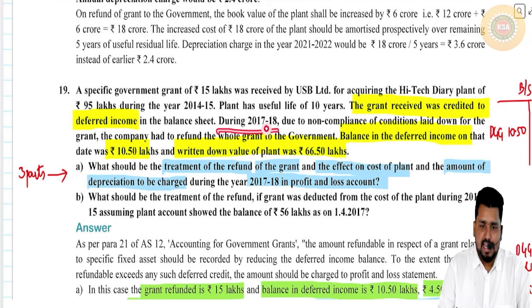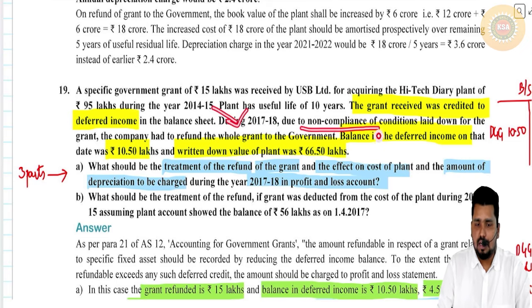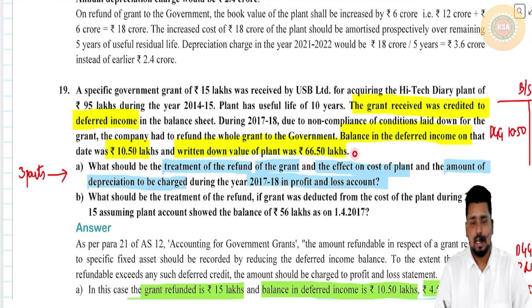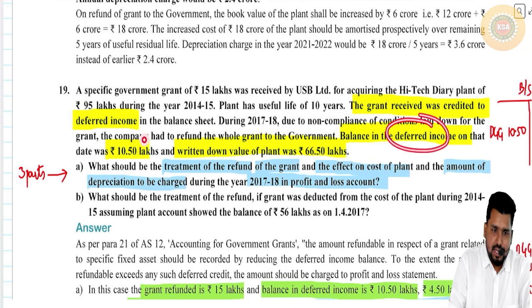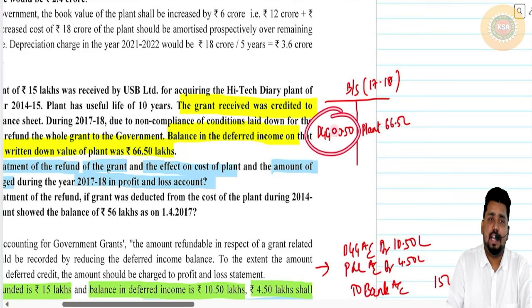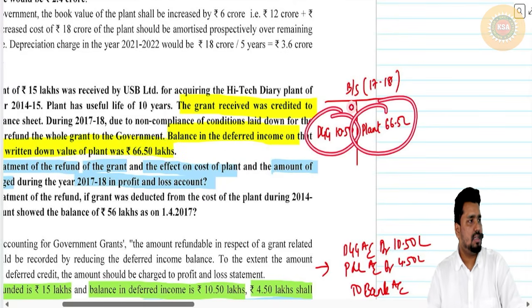During 17-18, after 3 years, for non-compliances, the government grant has to be refunded. Government grant has to be refunded. On the date of refund, what is the deferred government grant value? 10.5. What is the carrying amount? So the deferred government grant value is 10.5. Carrying amount?